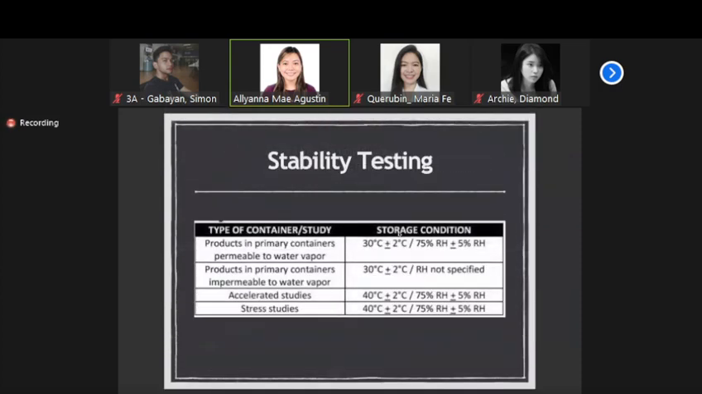Okay, so these are our storage conditions for real-time stability studies. Ayan, itong 1 and 2. And then we have for accelerated. So as you can see sa accelerated, no, higher ang temperature compared to the real time. No? And then we have stress studies. Same goes for accelerated. No? So tataasan mo yung temperature by 10 para to compensate for the shorter duration of testing.